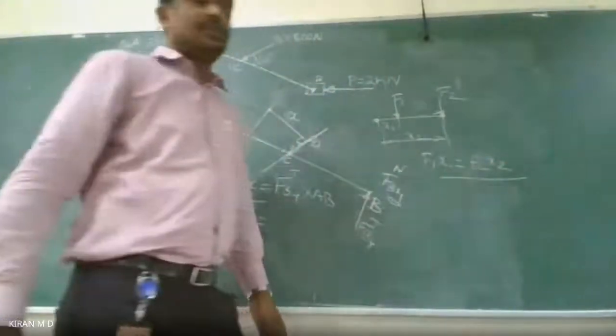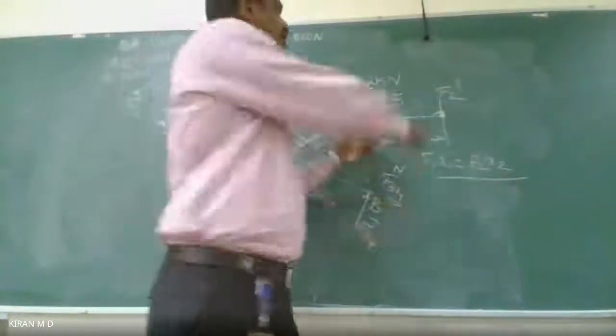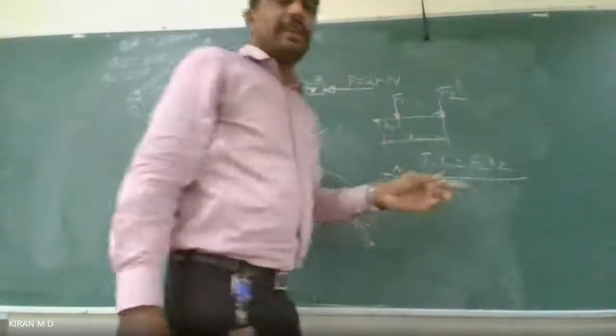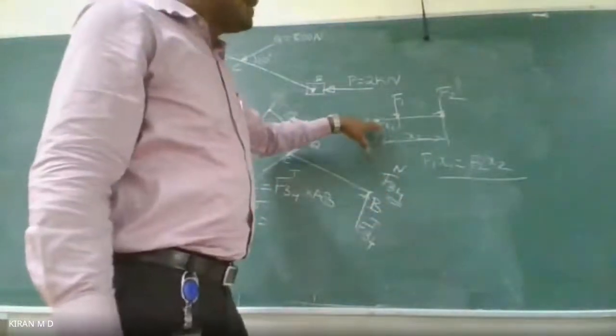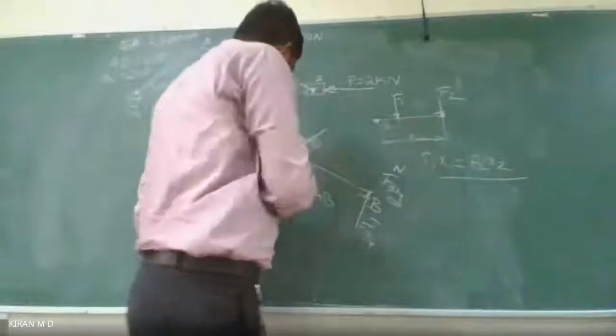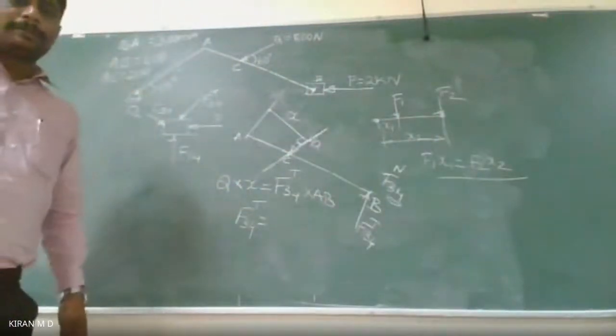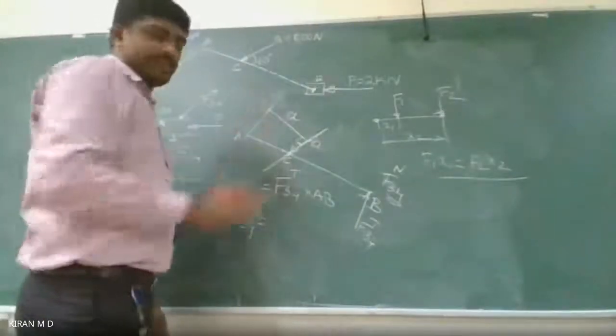You remember this one? This moment is equal to this moment. So to achieve the equilibrium, we are going to use this moment equation. The same concept we used here also. Okay, so you will get F34T.